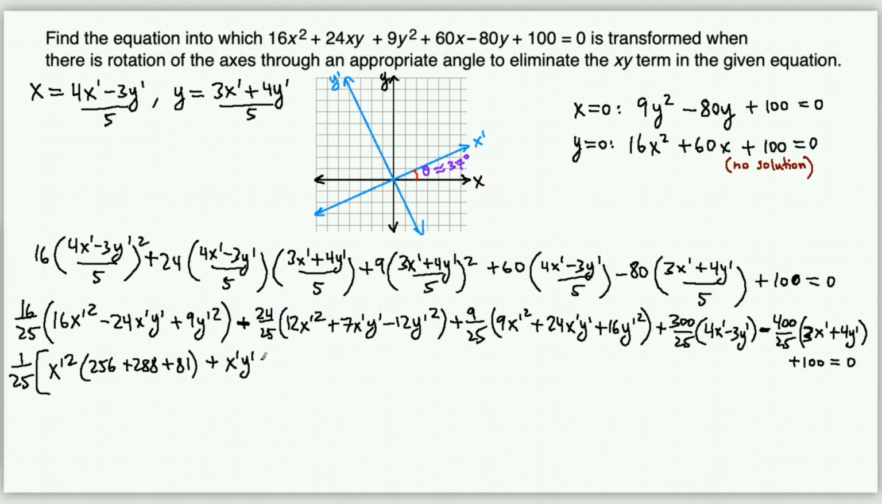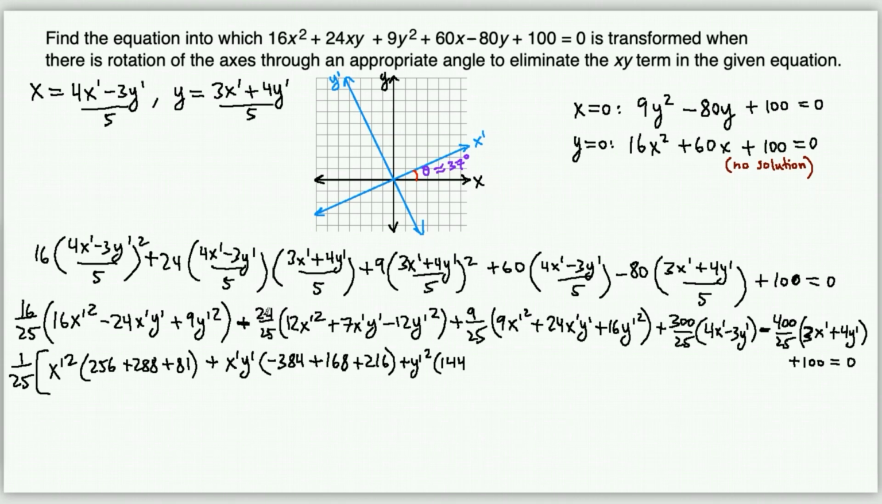X prime y prime. We have negative 24 times 16, so that's negative 384. Plus 24 times 7. That's 168. And then 24 times 9, so that's 216. All right, next one is y prime being squared. We have 16 times 9, so that's 144.